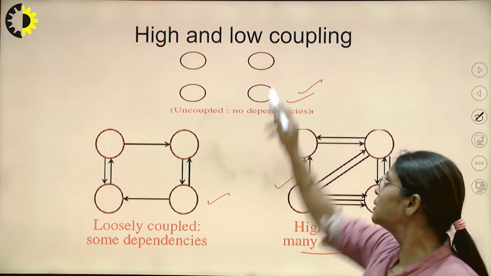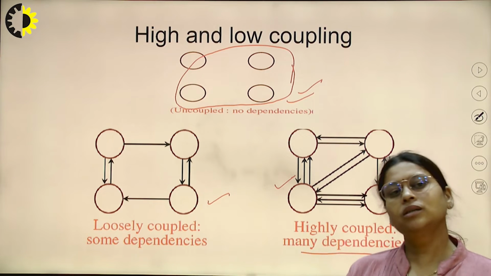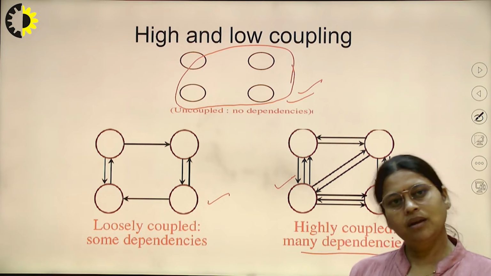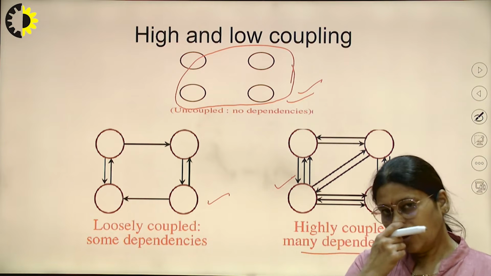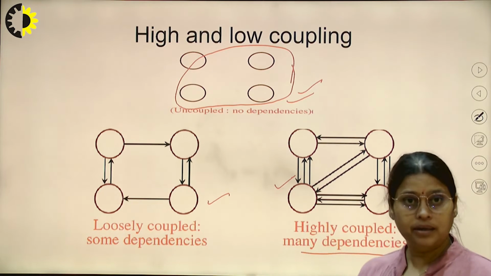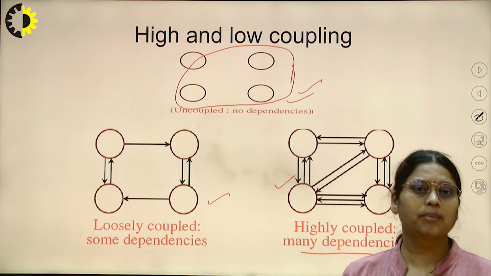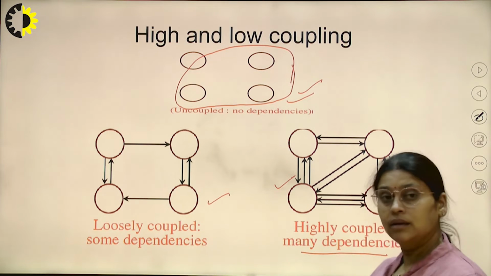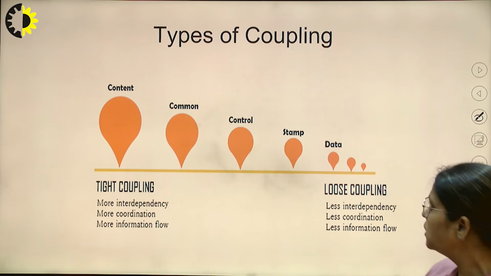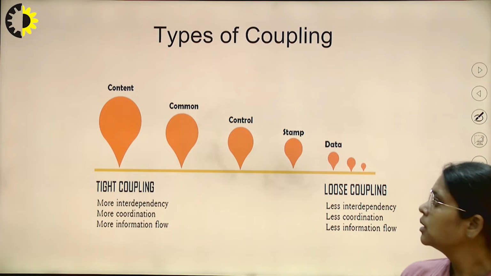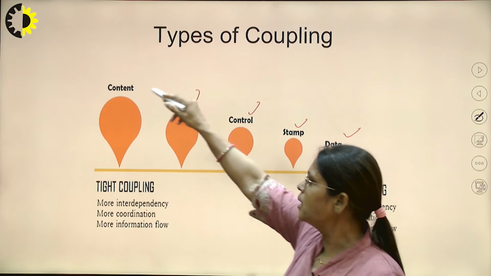But this situation is not applicable for software development, because in software the dependency will remain at the time of designing, as all modules are dependent on each other. Without dependency, we can never develop any software. But we have to consider low dependency. These are the types of coupling: data, stamp, control, common, and content.